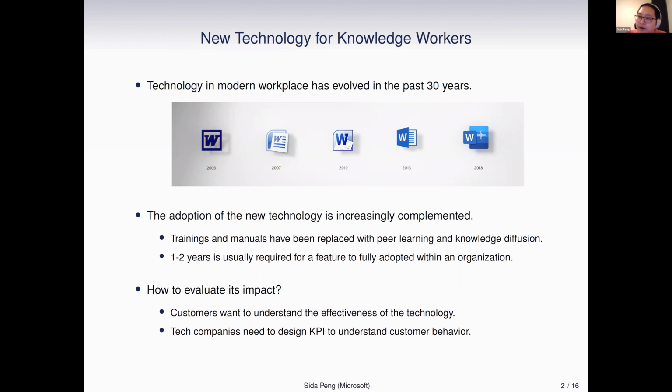But it's still a very important question, because from the Microsoft side, we want to understand how effective our technology is. This forms the key KPIs. We can measure how engineering works on the key features, or how the local sales representatives are promoting the product. And from the customer side, they're also interested in learning this, to see whether they are spending their money on something really worth it or not.